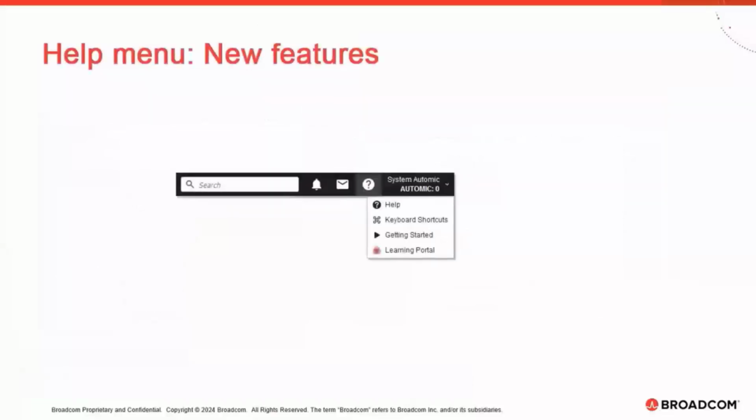The Help menu has a couple more options, namely the link to the page listing keyboard shortcuts and the Learning Portal, where you can access all of Automic's learning offers.